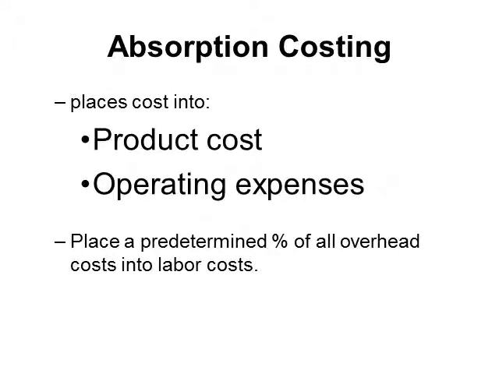Absorption costing places costs into two categories, the product cost and the operating expense. And they place a predetermined percentage of all the overhead costs into their labor costs.